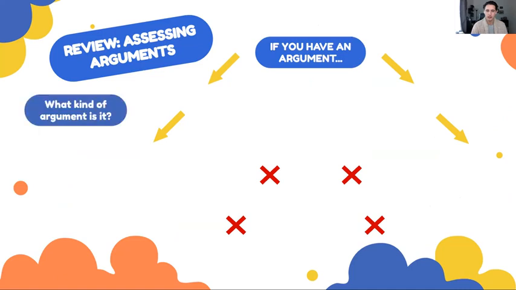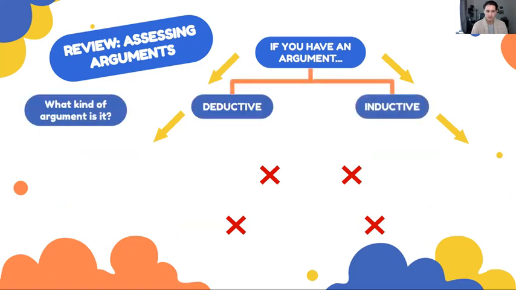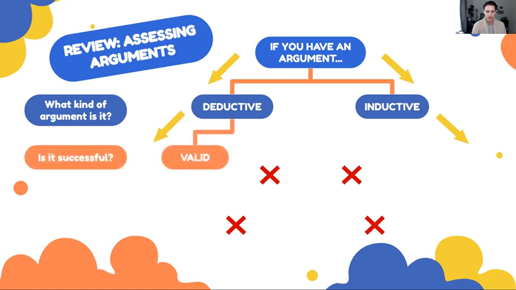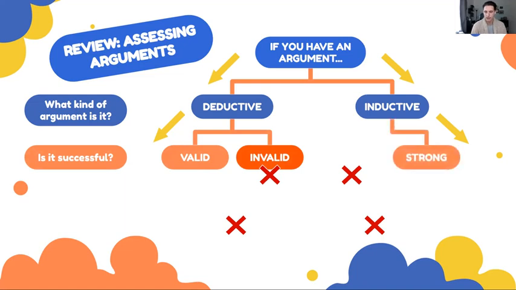So again, just to review from chapter 3, if we have an argument, remember they come in two types, deduction and induction, or deductive reasoning and inductive reasoning. So it's going to be one of those two. If we're talking about successful arguments, in deduction, they're either valid or invalid. The successful ones are valid, that is, they have the right structure or form. And if they don't guarantee the conclusions, then they're invalid. For inductive reasoning or inductive arguments, they're either strong or weak.